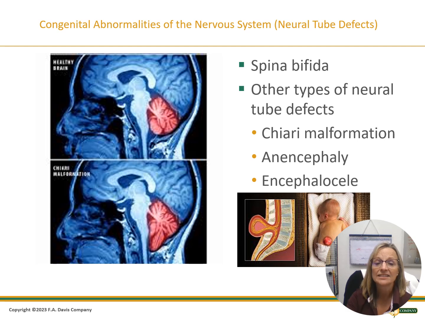In encephalocele, a portion of the brain protrudes through an opening in the skull. A lot of times it's right up here, a groove in the middle of the skull. It can be between the forehead and the nose. It can be on the back side of the skull.